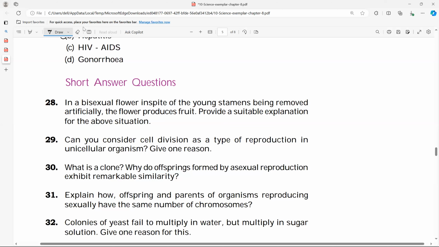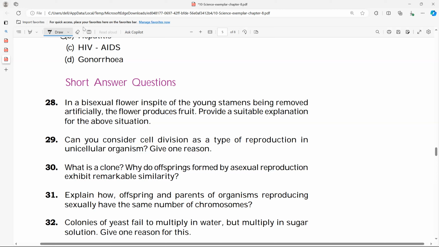Question number 28. In a bisexual flower, in spite of young stamens being removed artificially, the flower produces fruit. Provide a suitable explanation for the above situation. Who is going to answer this question orally? Madiha, can you answer this question? Can anybody in the class answer this question? Why?